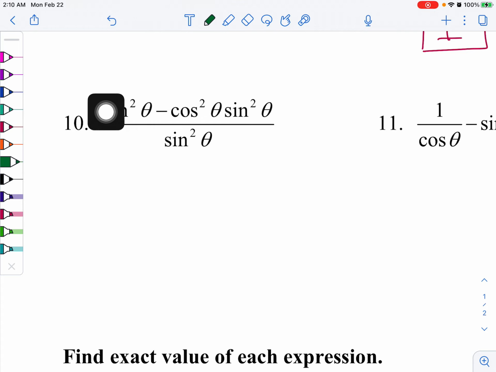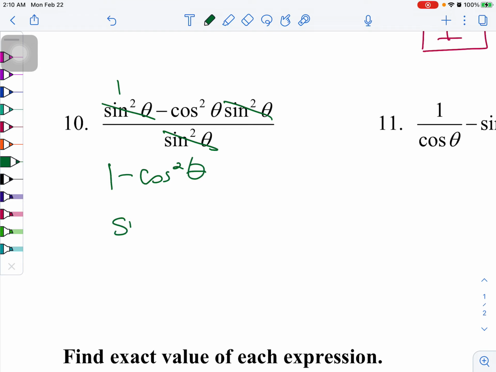Number 10, there's a couple ways to do this. The one that's jumping out at me immediately is I've got 3 terms. So I've got sine squared theta, I've got negative cosine squared theta, sine squared theta, and the denominator of sine squared theta. And all 3 of these have a sine squared in them. So I'm just going to go ahead and cancel those out. So that will leave a 1 there. That'll completely be gone. So I've got 1 minus cosine squared theta, which just then turns into sine squared theta.